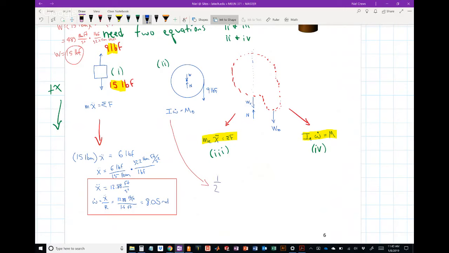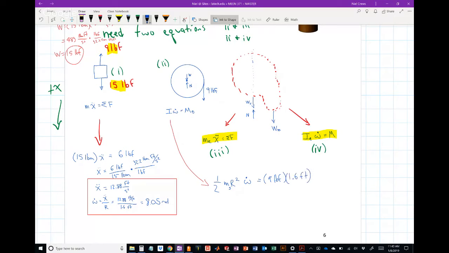That's going to be 1/2 m r squared. Now that's going to be m_s, that's the mass of the spool, times omega dot, is going to be equal to the 9 pound force times the distance, 1.6 feet.